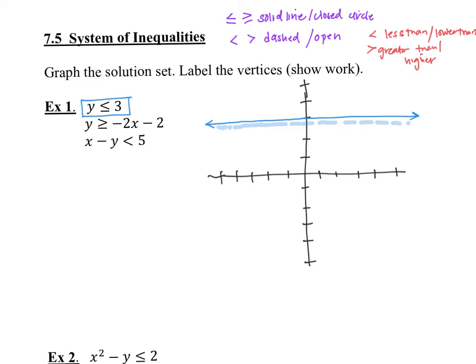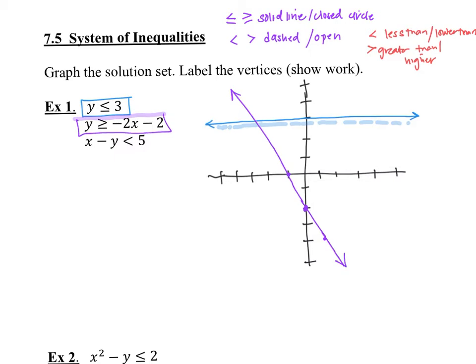Now which one am I going to do? I'm going to do this one next. It's already in slope-intercept form. The y-intercept is -2. The slope is -2, so down 2 over 1. Is this solid? This is a solid line because it equals. If you have graph paper, your graph will be nicer. I'm trying to make it straight.